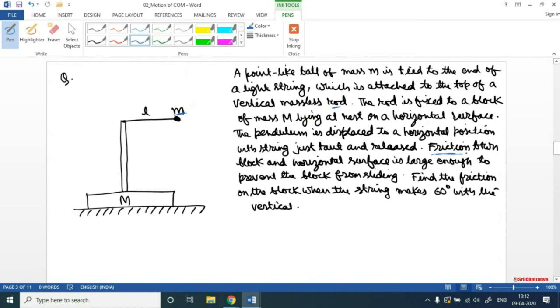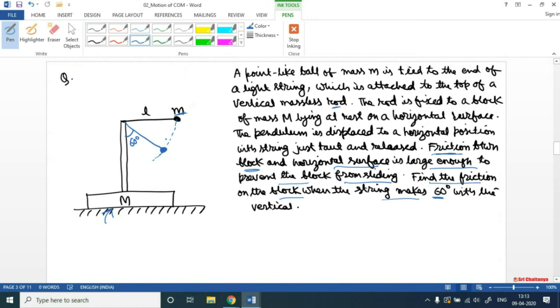And this time friction is there, friction between the block and the horizontal surface, and the horizontal surface is large enough to prevent the block from sliding. So here this block of mass capital M is not sliding over the horizontal surface. Find the friction on the block when the string makes 60 degrees with the vertical. So let's move on to this question. We are looking at the instant when the string makes 60 degrees from the vertical, as when we release, this particle will go on a circular path. Okay, and at some instant it would be here and over here.